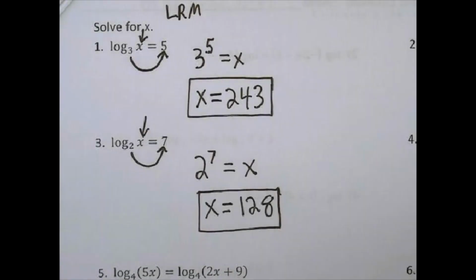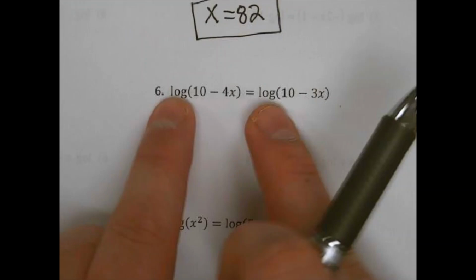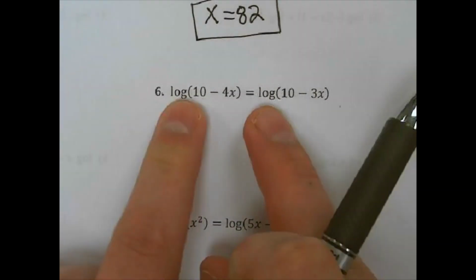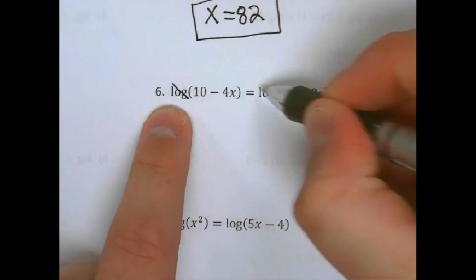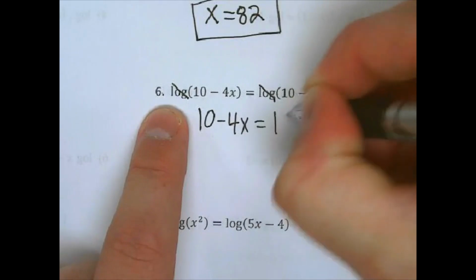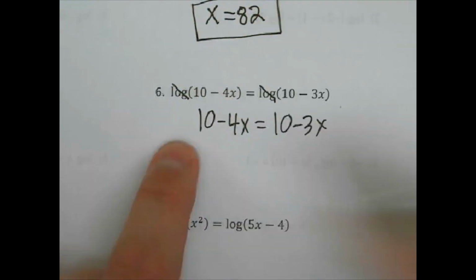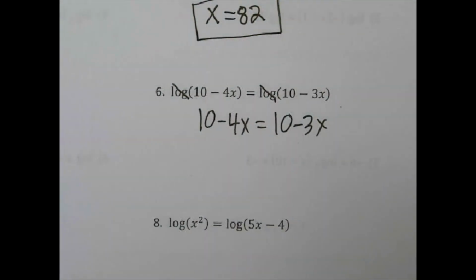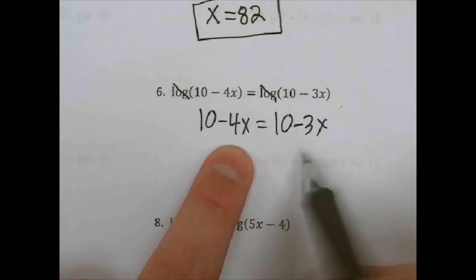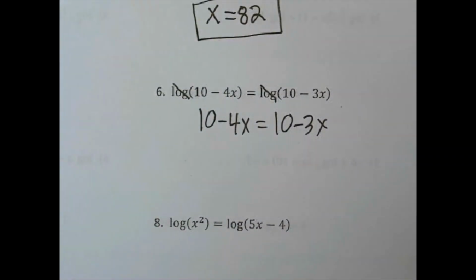In examples 1 and 3, we are converting it into exponential form to get rid of the log and solve. Here I have one log on the left and one log on the right. So if this is the case, I can mark out the logs and set 10 minus 4x equal to 10 minus 3x. That is all I need to do, and then solve it. So you're taking it from something that looks extremely weird and strange with the logarithms, and turning it into something you can actually solve.